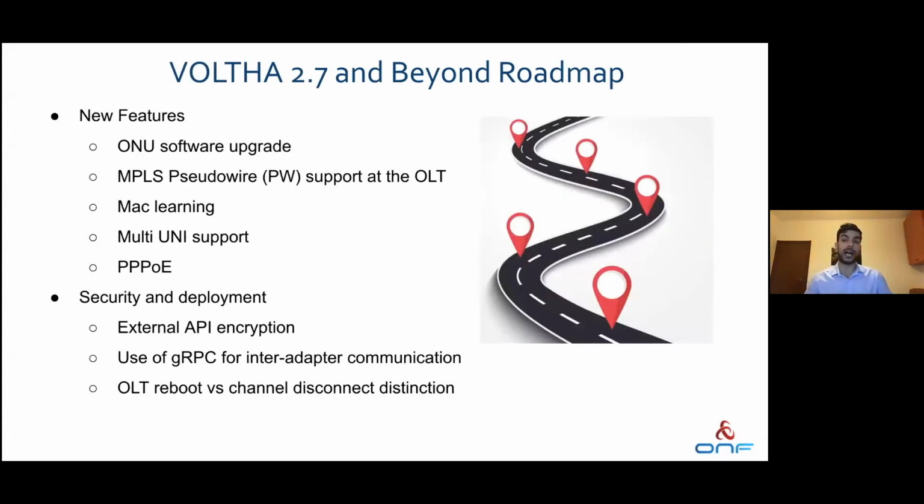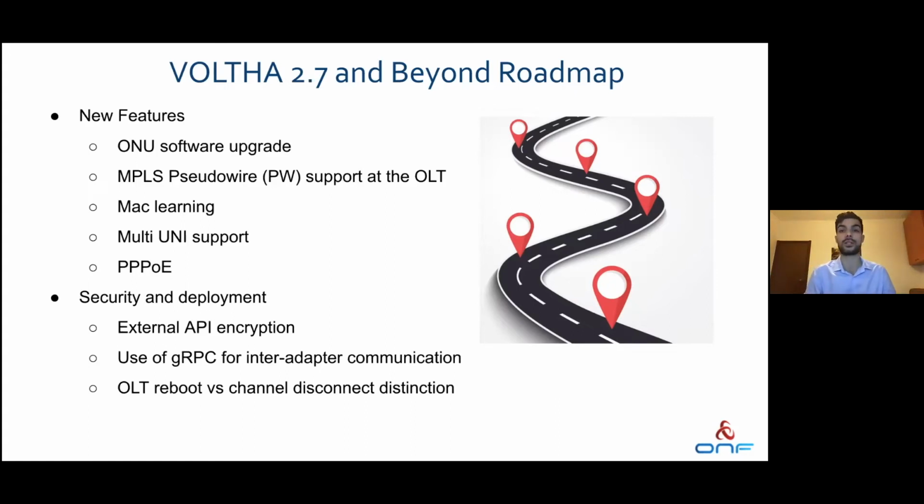So let's look a little bit further down the line. In 2.7, which is upcoming in March, we are gonna introduce the ONU software update, and that is a key feature that we are gonna do in 2.7. We're also working on PPPoE for 2.7. Also, we are looking at possibly integrating, but that might be a little bit beyond 2.7. It depends on many pieces that are coming together.